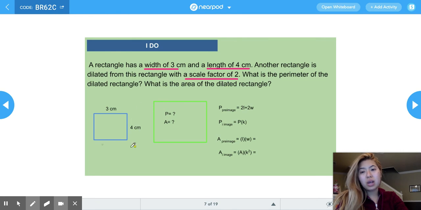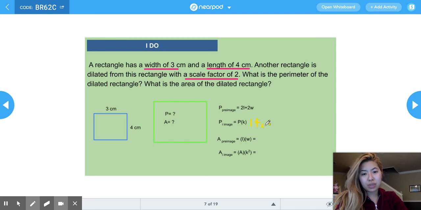So starting off, we have to find the perimeter of the pre-image and then the area of the pre-image. So our pre-image is outlined with this blue outline. So what I'm doing is 3 times 2 plus 2 times 4, or that's the same thing as 3 plus 3 plus 4 plus 4. So 3 plus 3 is 6, 4 plus 4 is 8, 6 plus 8 is 14.